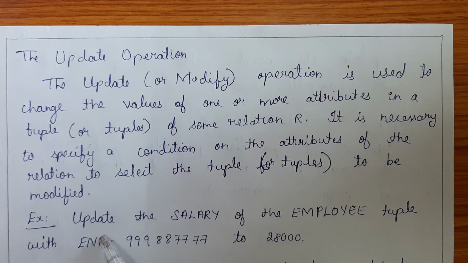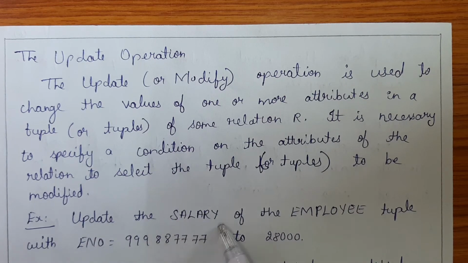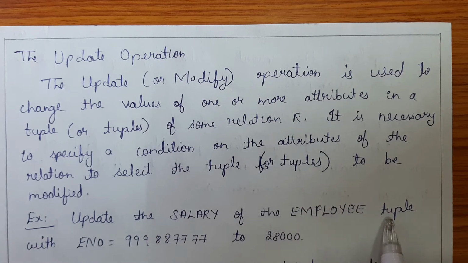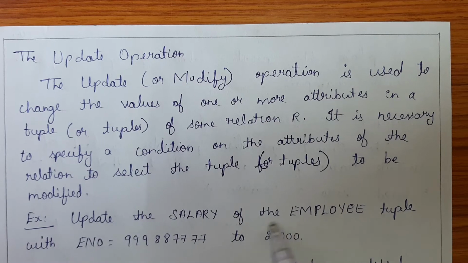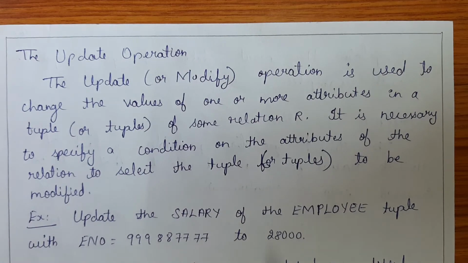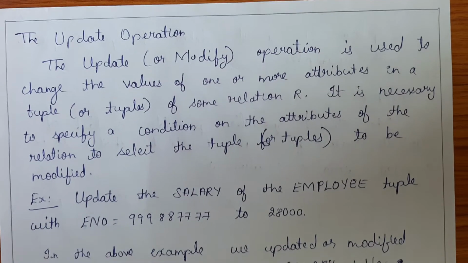Here we have taken an example: update the salary of the employee tuple with employee number to 28,000. That means they need to change the salary details. In which table? Update the salary, which is an attribute, of the employee table, for the tuple with which row? With the employee number given. So this employee number's salary should be updated to 28,000. So this is how the update operation performs.